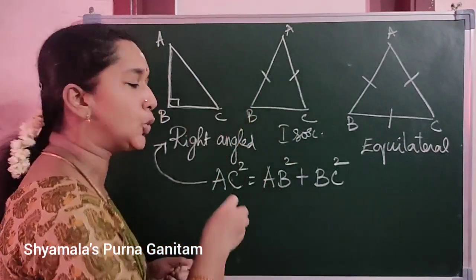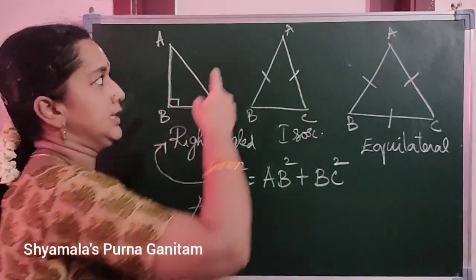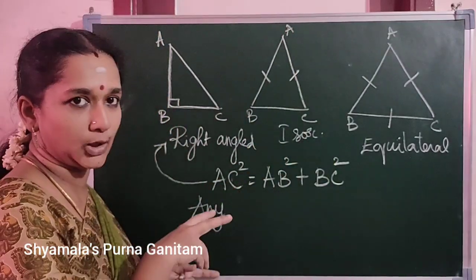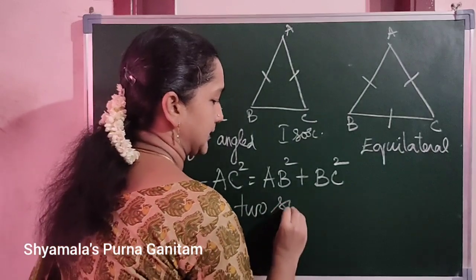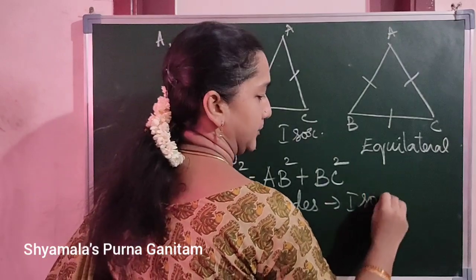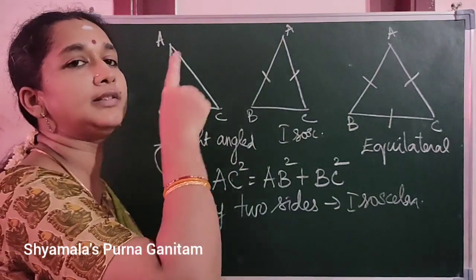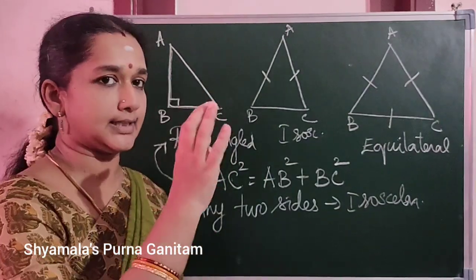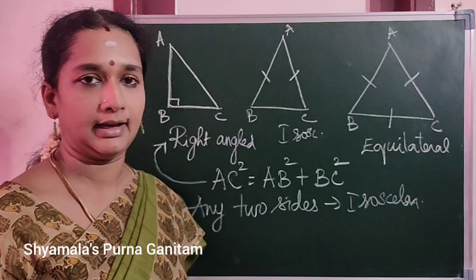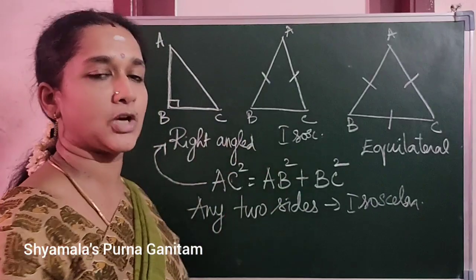Then, when you find the distances, if any two sides are equal, AB and AC, or AB and BC, or AC and BC, then you will say that it is an isosceles triangle. An equilateral triangle is when all three distances between the vertices are equal. Now we'll go to sums and categorize the types of triangles.